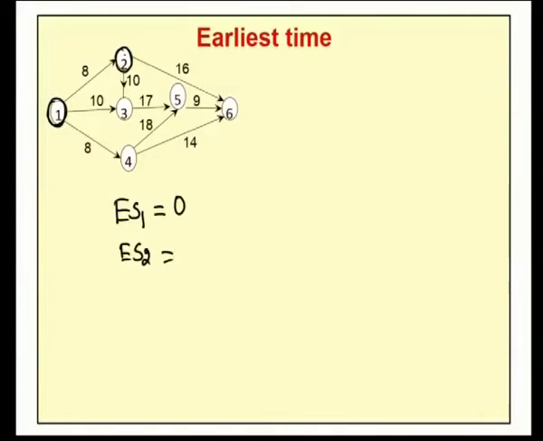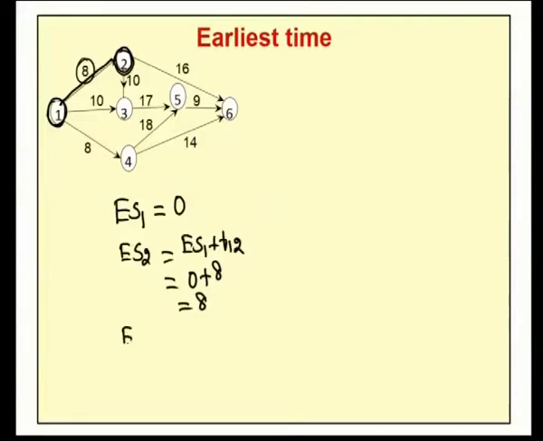Now for the node 2, the only incoming activity is from 1 to 2. So the incoming task for the node 2 is 1 to 2. Therefore ES2 is ES1 plus the normal time T12. Now ES1 is 0 and the normal time T12 is 8 days. Therefore 0 plus 8 is 8. Therefore the earliest time for the node 2 is 8.